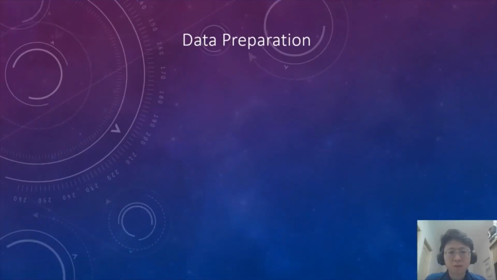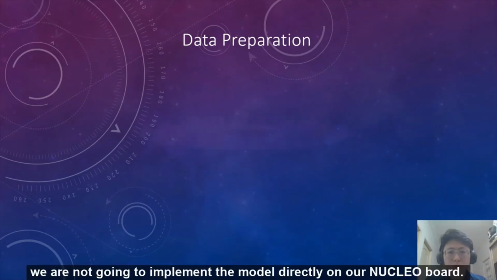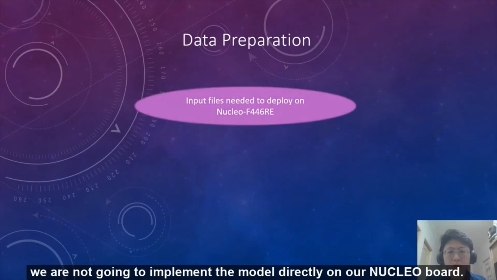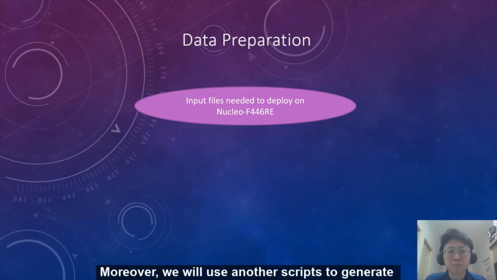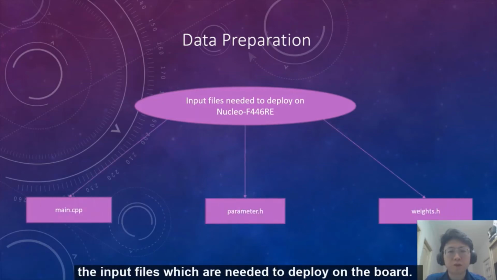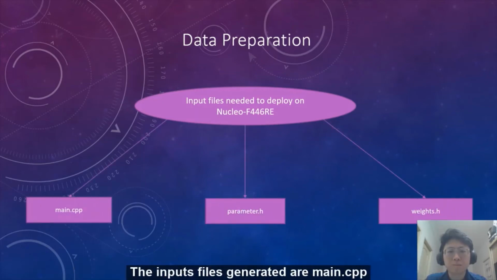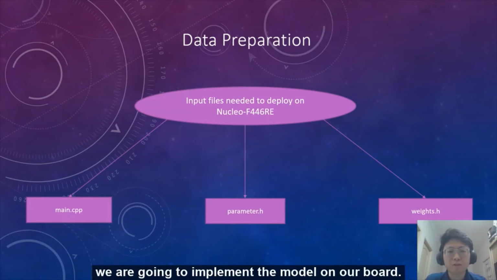Although the model is performing well, we are not going to implement the model directly on our Nucleo board. We will quantize the model by using the script available in the Caffe directory. Moreover, we will use other scripts to generate the input files which are needed to deploy on the board. The input files generated are main.cpp, parameter, and weight header files. By having all of the necessary files, we are going to implement the model on our board.